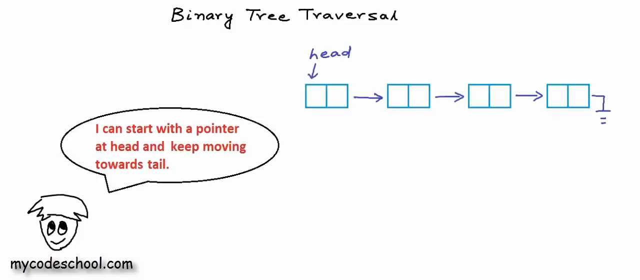In this lesson, we are going to talk about binary tree traversal. When we are working with trees, we may often want to visit all the nodes in the tree. Now, a tree is not a linear data structure like an array or linked list. In a linear data structure, there would be a logical start and a logical end. So we can start with a pointer at one of the ends and keep moving it towards the other end.